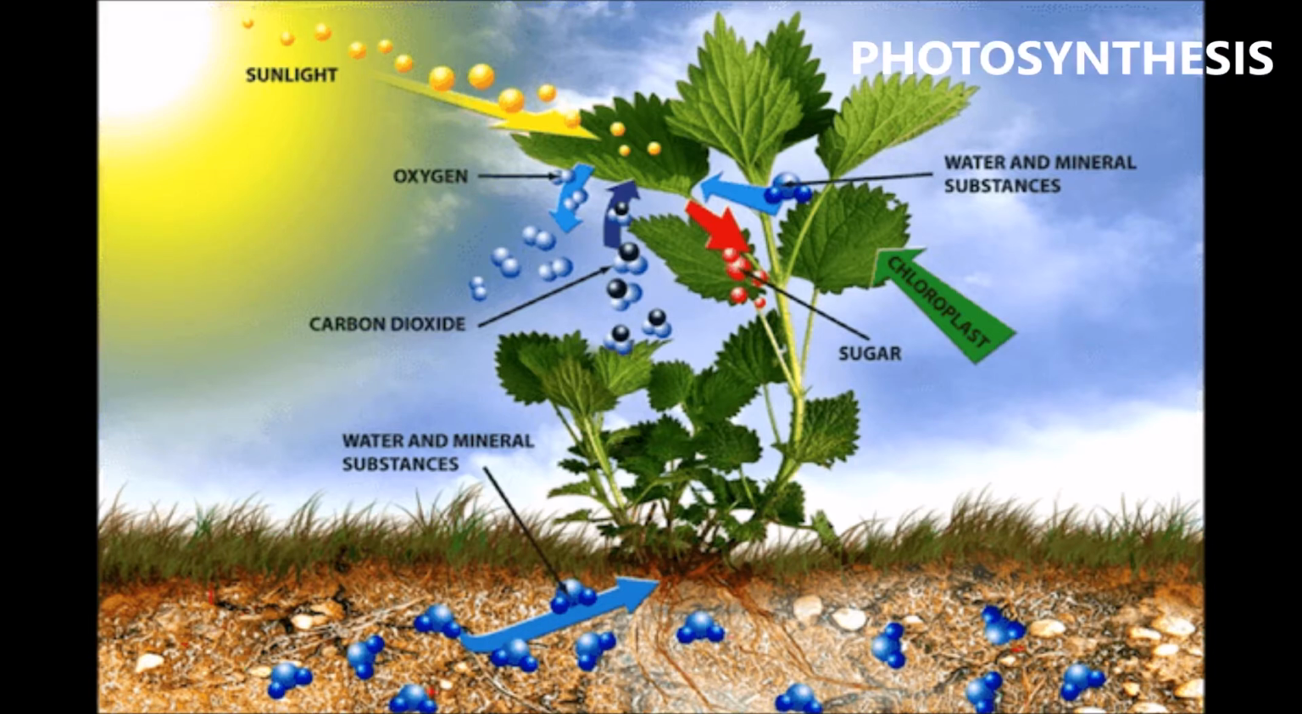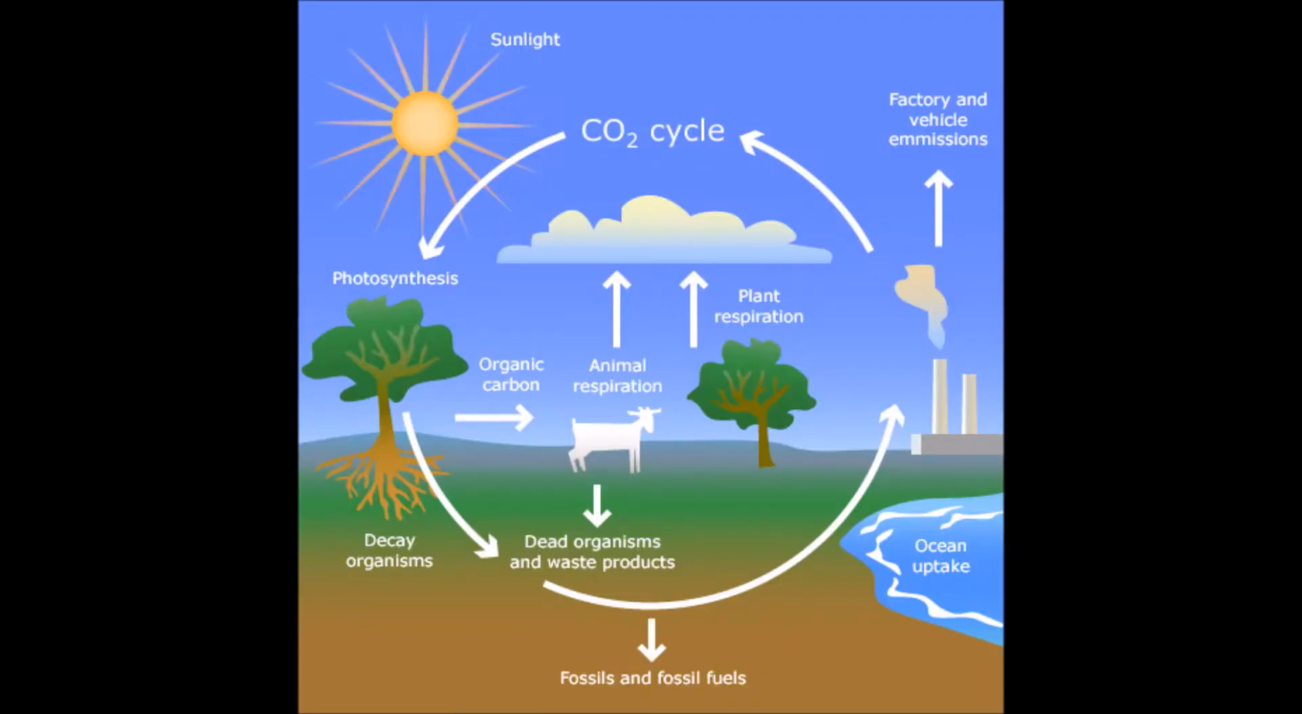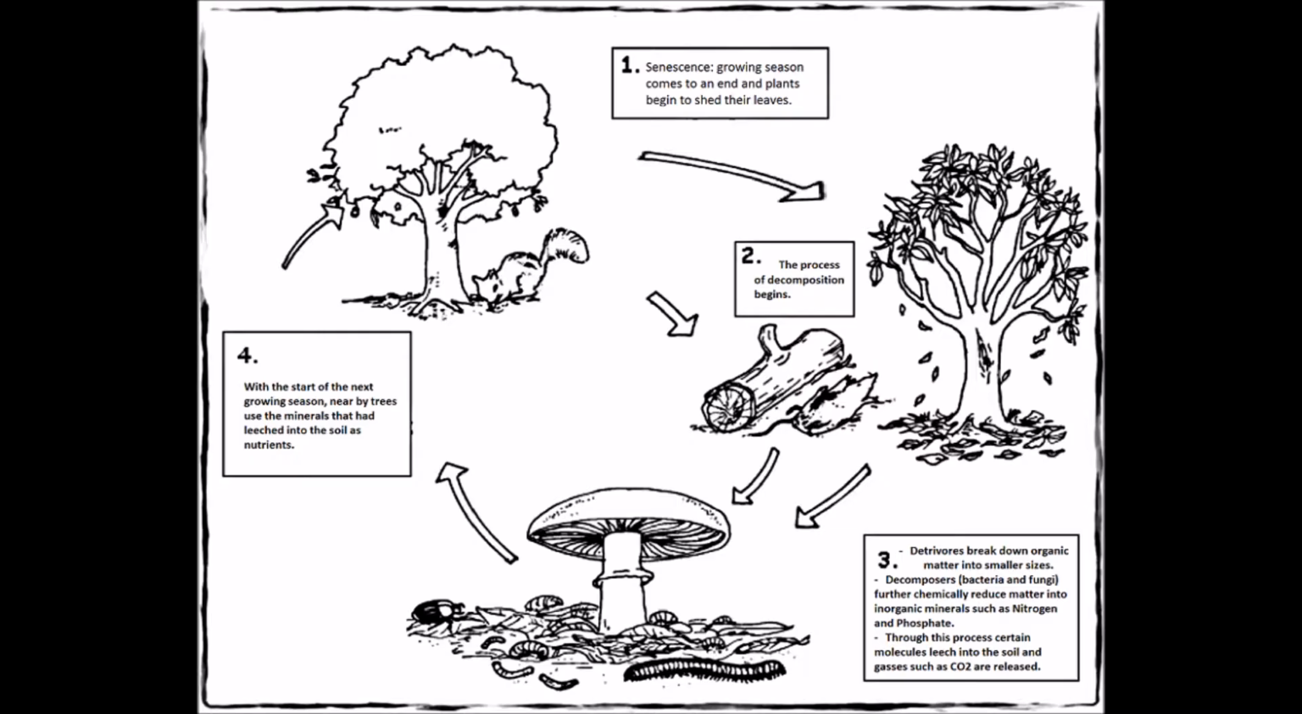The first process is called photosynthesis. It is a kind of chemical reaction that converts solar energy and carbon dioxide in the atmosphere into energy-rich carbohydrate and oxygen. The second process is called cellular respiration. It means that animals and plants convert carbohydrate and oxygen into carbon dioxide and water in order to obtain energy. The third process is called decomposition.